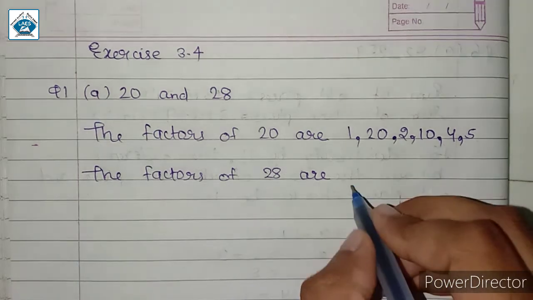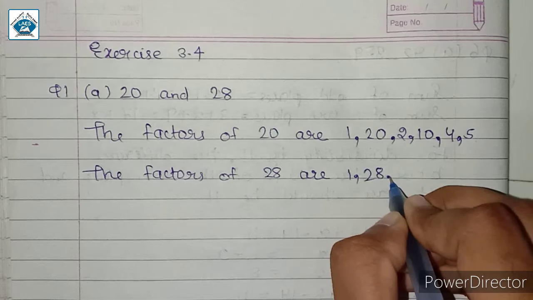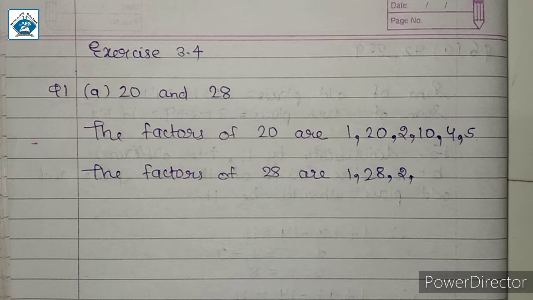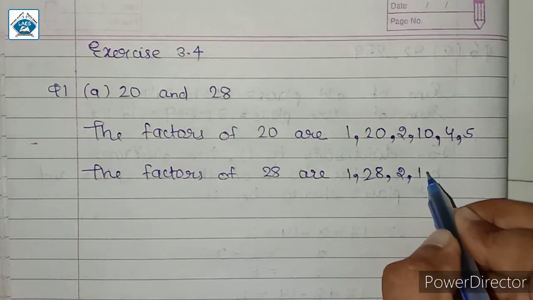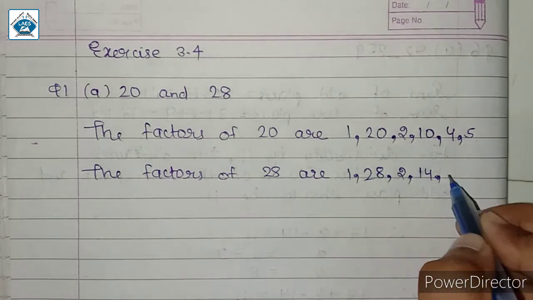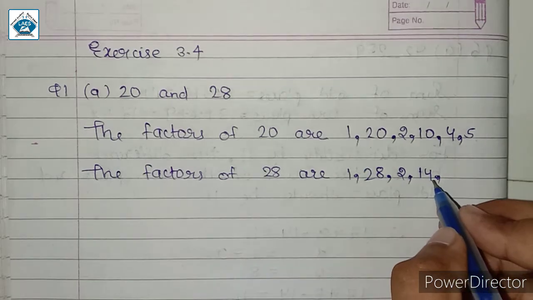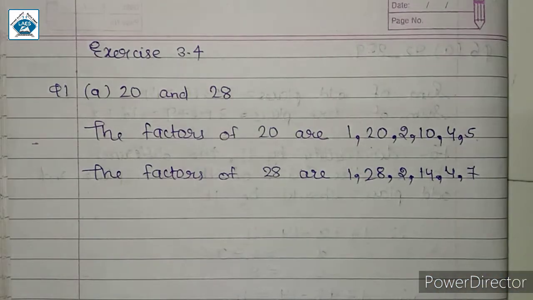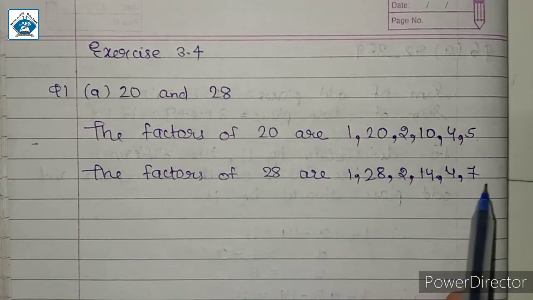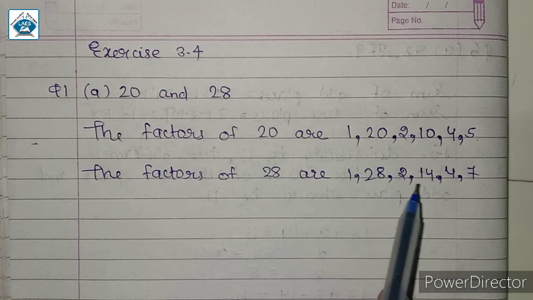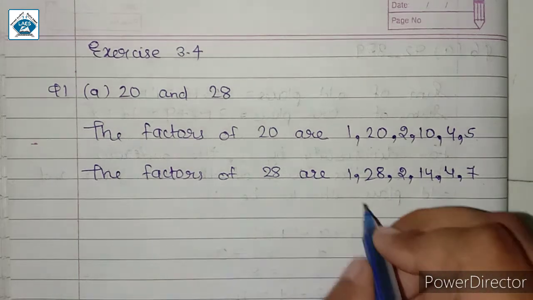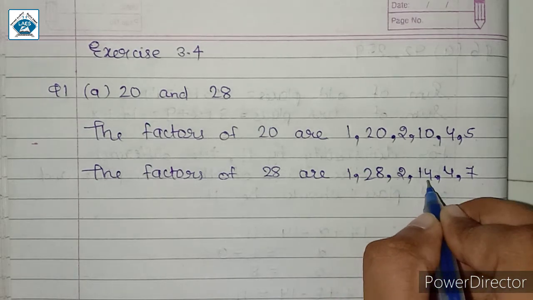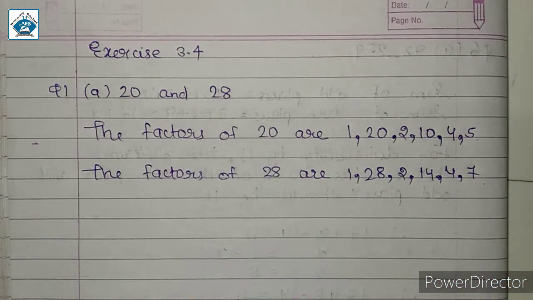Similarly, for 28, we can find that 1 and 28 are the factors of 28. Apart from that, it is divisible by 2. So 2 multiplied by 14 is equal to 28. So 2 and 14 both are factors of 28. Then we have 4 7s are 28. So 4 and 7 are also factors of 28. So these are the factors of 28: 1, 28, 2, 14, 4 and 7. You can also write it in this order: 1, 2, 4, 7, 14 and 28. You can write it in ascending order as well.